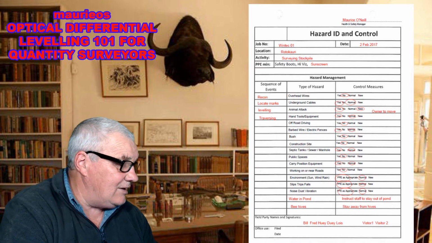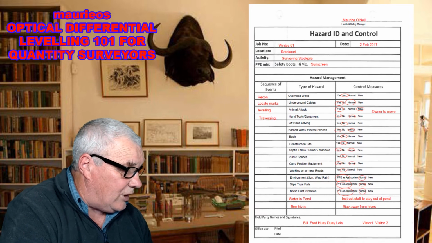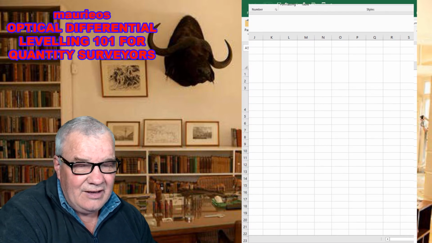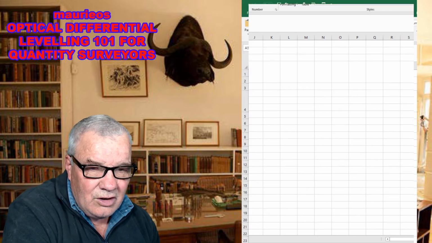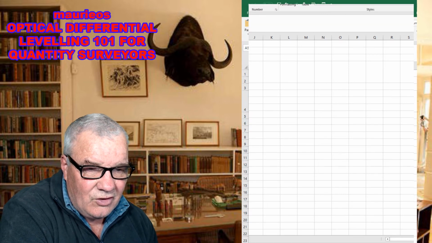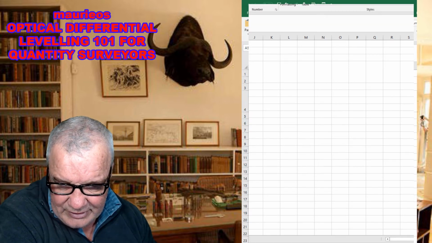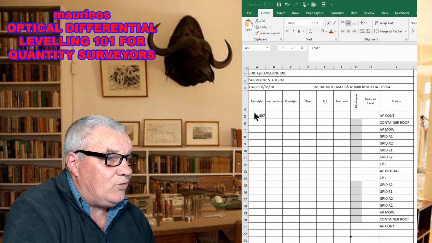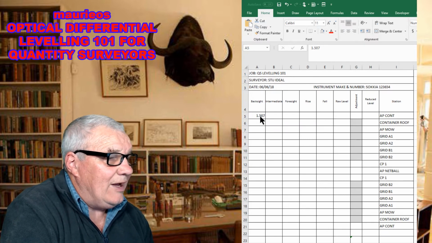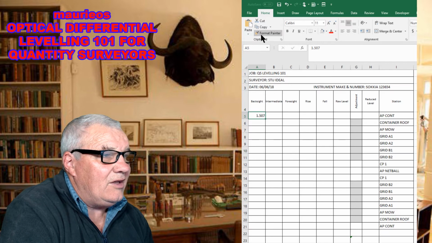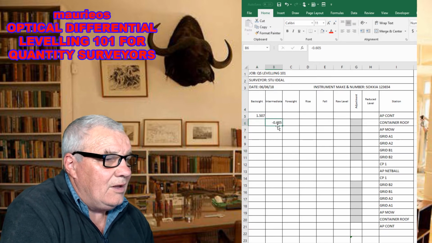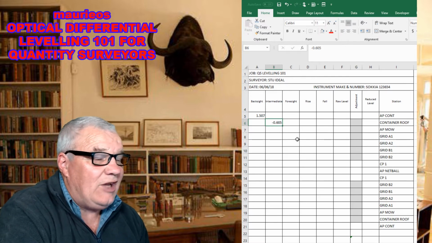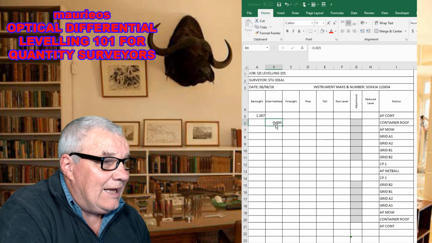So let's get back to the field note and have a look at that. So here's the field note, and for some reason something's gone a bit haywire there. Oh, the health and safety is still turned on. So there's the field note. As I said, the first reading to the AP container was a backsite, and then we did a reading to the container roof. Now this is with an inverted staff. The staff is upside down, and these are intermediate shots.